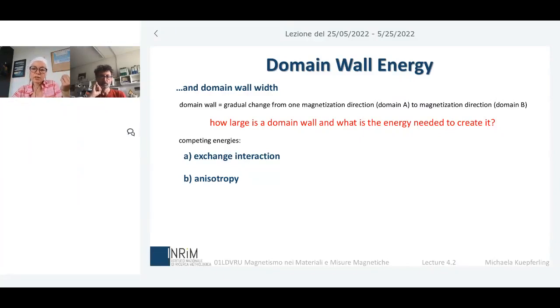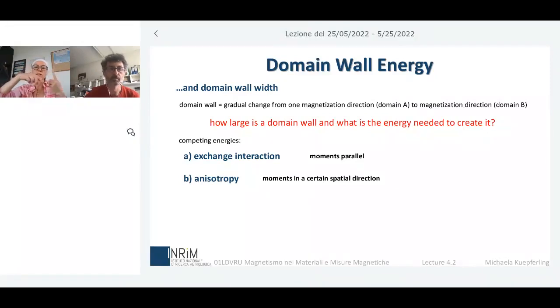And the other energy, what you heard before, might be anisotropy. So if you have a preferred direction of your magnetization, moments parallel are acting against a force that wants to keep your magnetization in a certain spatial direction. And this can be, of course, up or down, let's say in this direction.